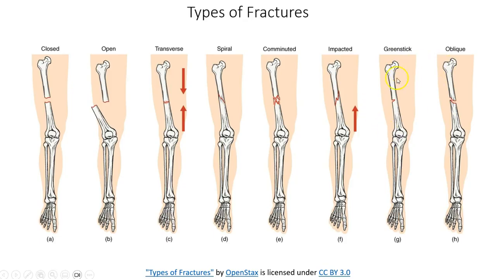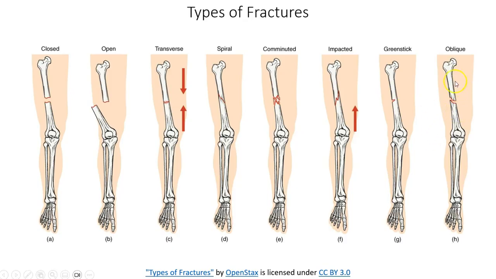Next up is a greenstick fracture. This is a partial fracture where only one side of the bone is broken. So this isn't a complete break all the way across the bone. We just have a partial break. These are going to heal themselves pretty effectively with just a little bit of medical support.